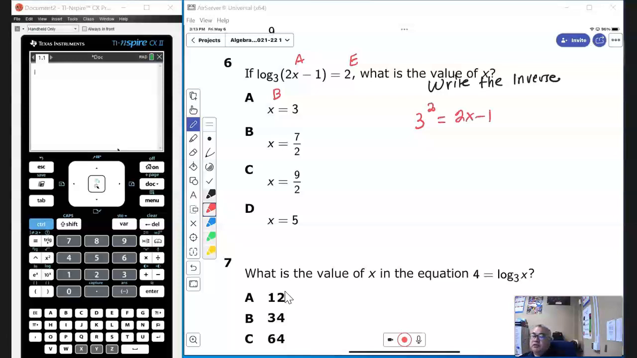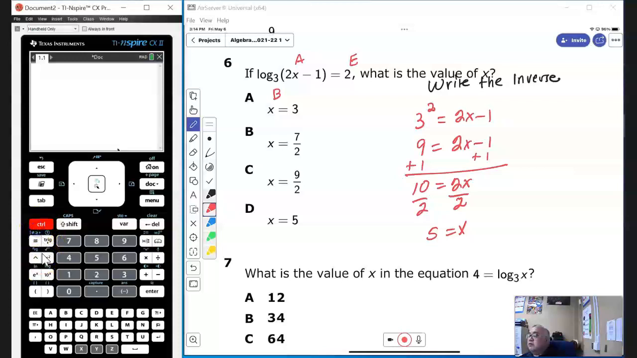I went over this at the beginning of the semester. So now we're going to solve for x by simply following the steps that we normally do, and then we'll have x. So 3 squared is going to be 9, and you have 2x minus 1, so you're going to add 1 to both sides. So you have 10 is equal to 2x, and then we're going to divide by 2, so x equals 5.